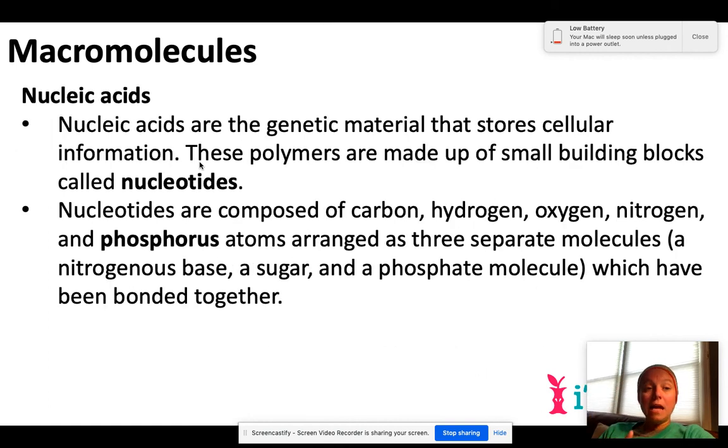So our last macromolecule is a nucleotide. We're going to spend a long time on these, probably in the next week or so. And this is the nucleic acid. Nucleic acids have a monomer called a nucleotide. And these nucleotides are made up of, again, carbon, hydrogen, oxygen, those same three we've seen before, but this time nitrogen and phosphorus. So it actually has 5 atoms of those 6 present.